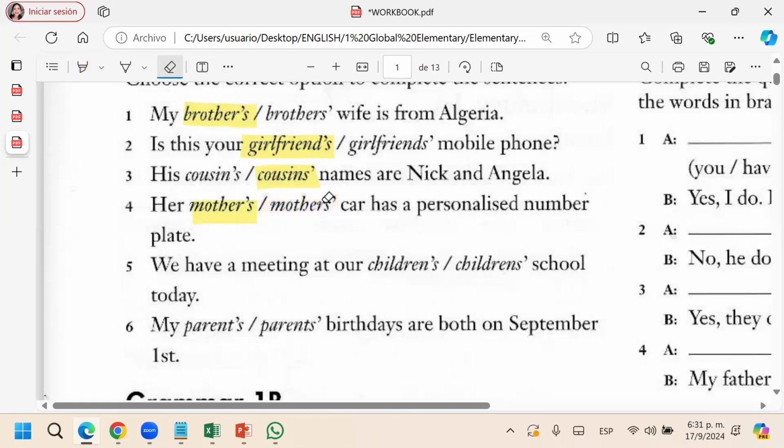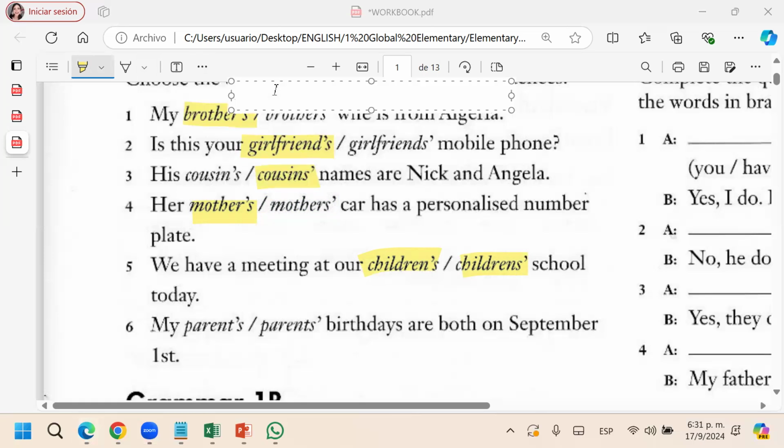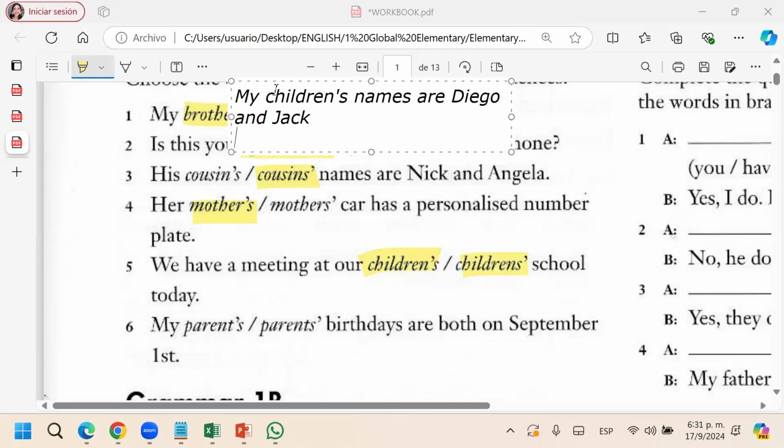Then we have a meeting at our children's school. The second one? Are you sure? Children is already plural. For example, my children's names are Diego and Jack, like this.